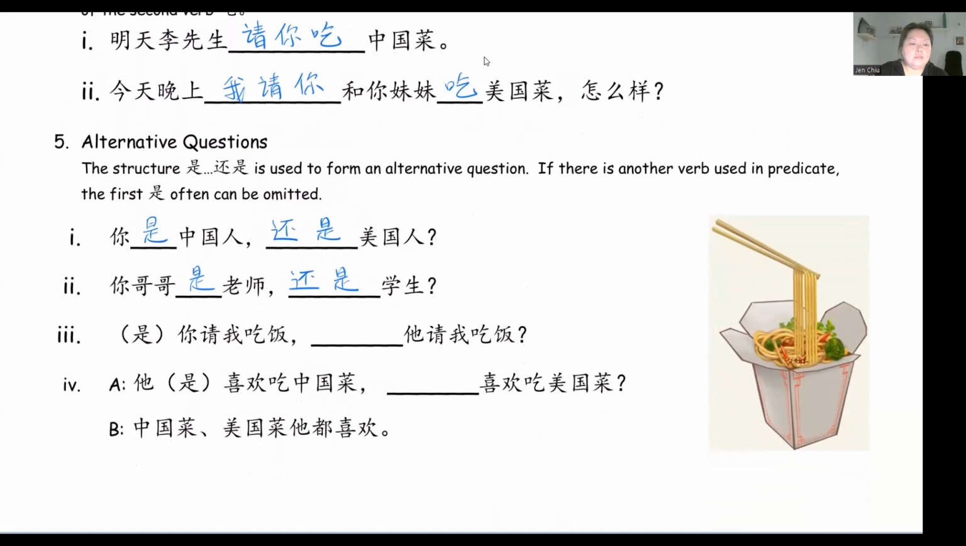Okay. Now, this one says, 是你请我吃饭还是他请我吃饭? So this 是 is unnecessary because there's a verb in the first part. 你请我吃饭, right? So that 请, that is the verb. That's why we can omit the 是. All right. Same thing in the next one. 他喜欢吃中国菜还是喜欢吃美国菜? And your answer is 中国菜美国菜他都喜欢. So again, I'm not giving a third option. I am referring to the two options given to me in the question here.